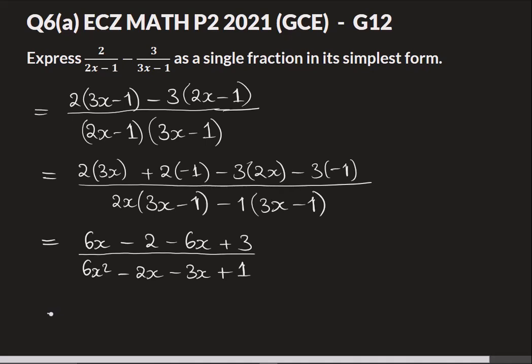Then from here we write our final solution. Notice the 6x and the negative 6x here are going to cancel out because 6x minus 6x is just 0. Then 3 minus 2 is what we'll be left with. So you could cancel like that, and then we'll have a 1 on the numerator. In our denominator, we're going to have 6x squared minus 5x plus 1.